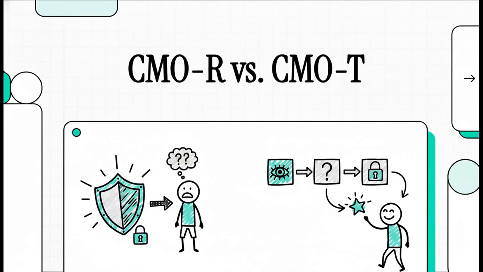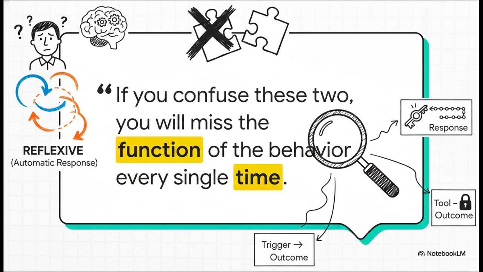CMO-R and CMO-T. I am absolutely thrilled to break this down for you today because honestly, getting this right changes the entire game for how you look at behavior. So right off the bat, let's face a crucial reality. If you confuse these two, you will miss the function of the behavior every single time. Just let that really sink in for a second. We are raising the stakes right out of the gate here.